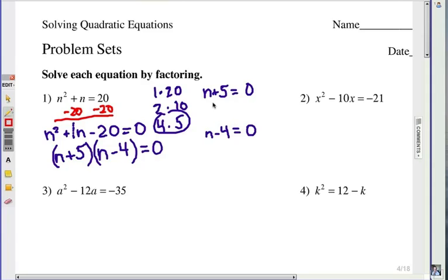Now to solve for n, we're going to subtract 5 on each side here, and we're going to add 4 on each side here. Now it's pretty easy, so you may not have to write this much, but I just want to show the process. So n can be both negative 5 and positive 4.